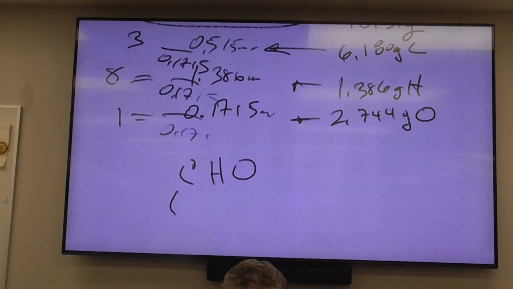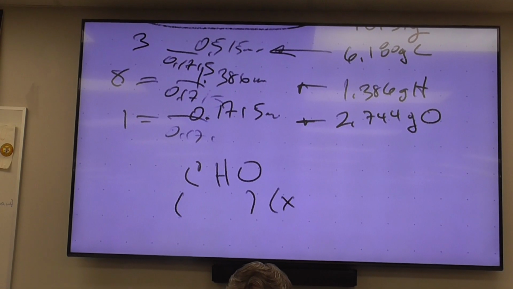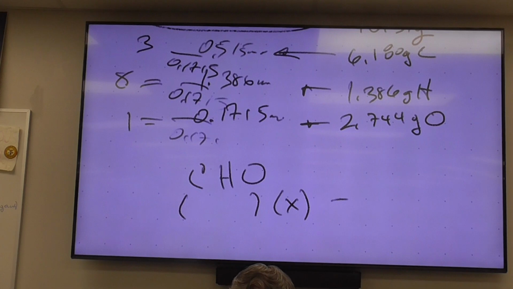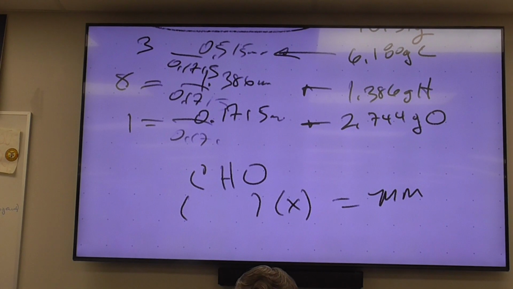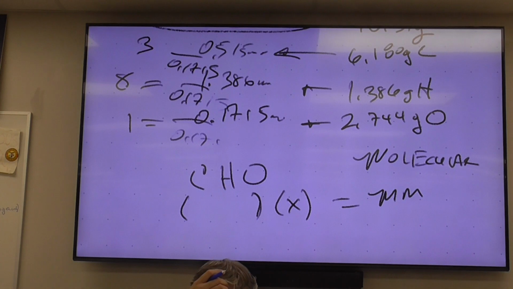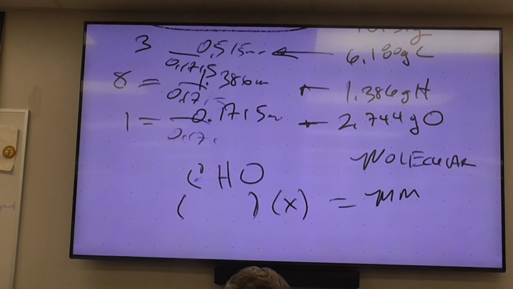Now, the molar mass of this multiplied by some number equals the molar mass of the molecular formula, right? So, you need to find the molar mass of the empirical formula CHO, which is what? Well, you got carbon at 12. Carbon has a relative atomic mass of, last time I checked, 12.